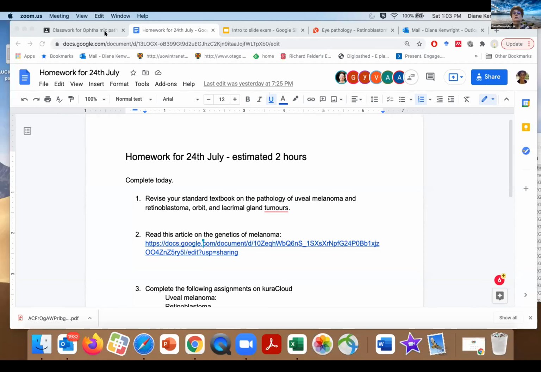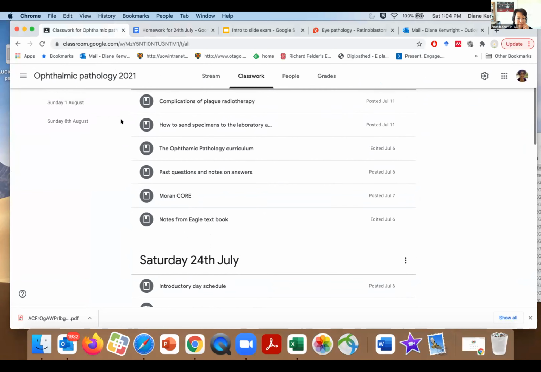Diane, I just clicked on the homework reading for genetics of melanoma. It links to Michelle's Evolving Genomics in Medicine. Oh, does it? Yes. Sorry, I've put the wrong link in. We'll fix that. That's very strange. I'll just share my screen again. The thing that we're wanting you to read is also in the classroom, isn't it? Yes.